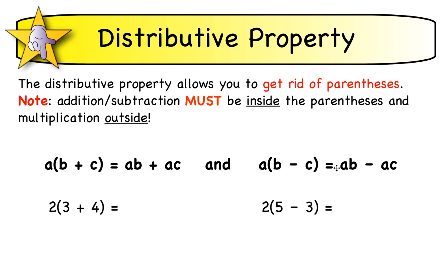Now I know this gets confusing over on the right-hand side when some of these numbers are negative, so hang in there. We'll talk about that. So the first example, 2 times 3 plus 4. The distributive property says we're going to go ahead and multiply 2 times 3, and then add that to 2 times 4. 2 times 3 is 6. 2 times 4 is 8. 6 plus 8 is 14. Okay. On the left-hand side, if we go ahead and use our order of operations, we would get 2 times 7, which still gives us a 14.